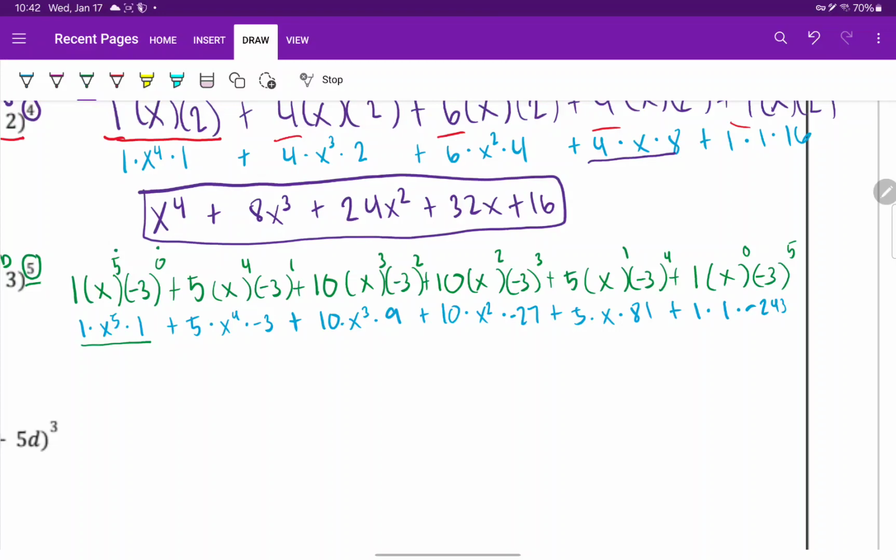So right here, 1 times x to the 5th times 1 is x to the 5th. 5 times x to the 4th is 5x to the 4th. Times negative 3 is going to be negative 15x to the 4th.